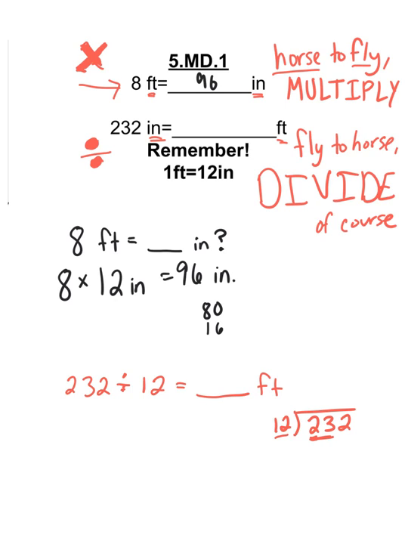Do you guys know how to divide like this? 12 goes into 23 just one time. 1 times 12 is 12. 23 minus 12, that's 11 left over. Now I'm going to bring down the 2. Now I have to figure out, okay, 12 goes into 112. Let's see. 12 times 10, that would give me 120, so it's not that.